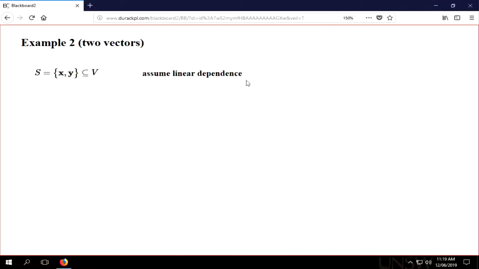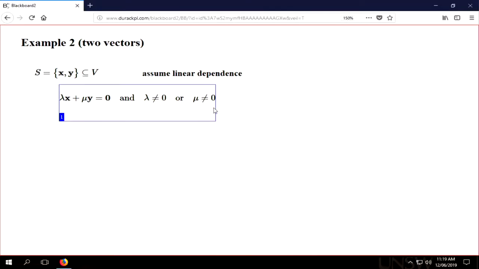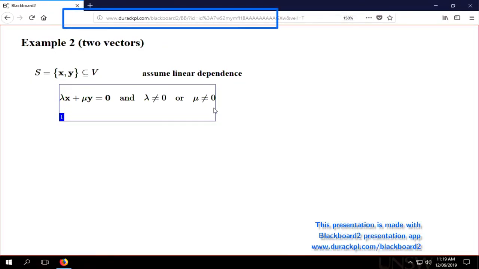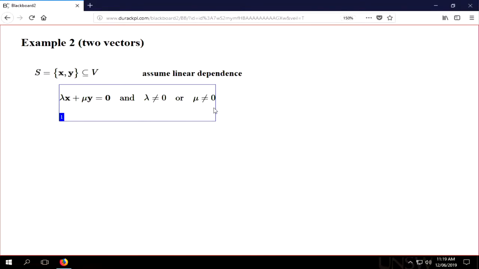Let's just see what sort of turn it will take if I apply the definition of linear dependence in this case. So what does it say? The definition says that I can produce two coefficients, lambda and mu, such that the linear combination of my vectors will be zero, even though lambda and mu are not simultaneously zero. One of them for sure is not zero. This is the definition of linear dependence in case of two vectors. Let's just see what it gives us.